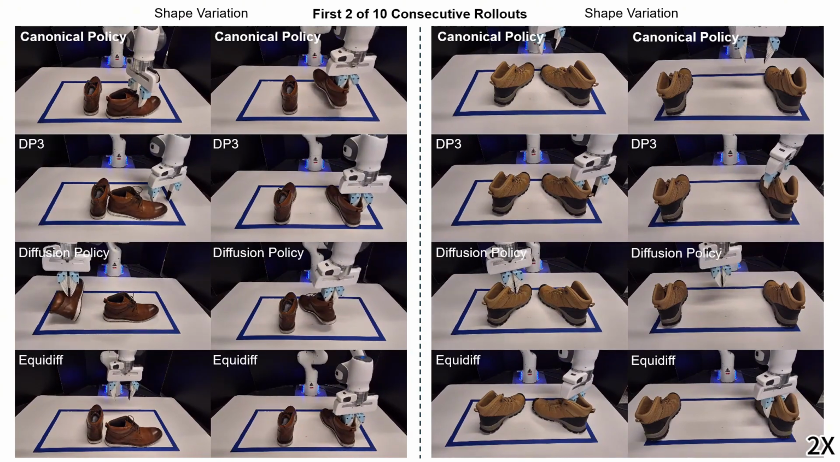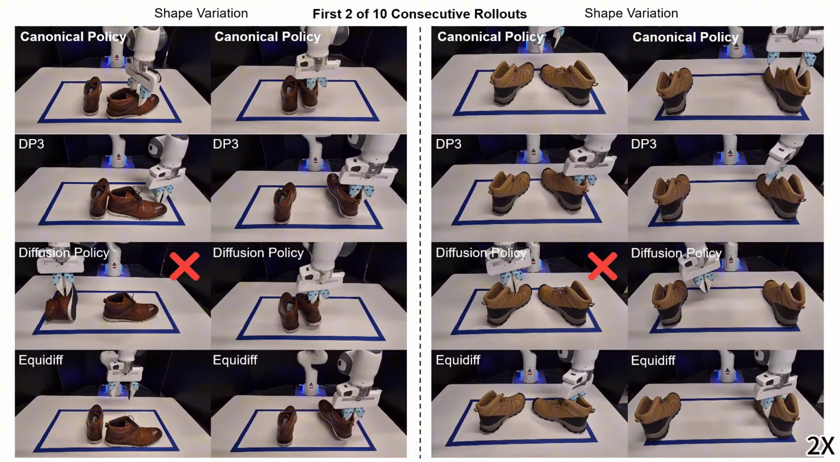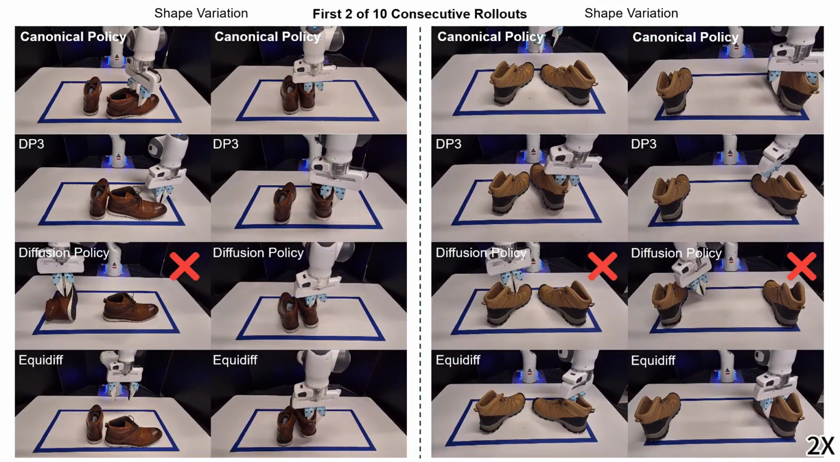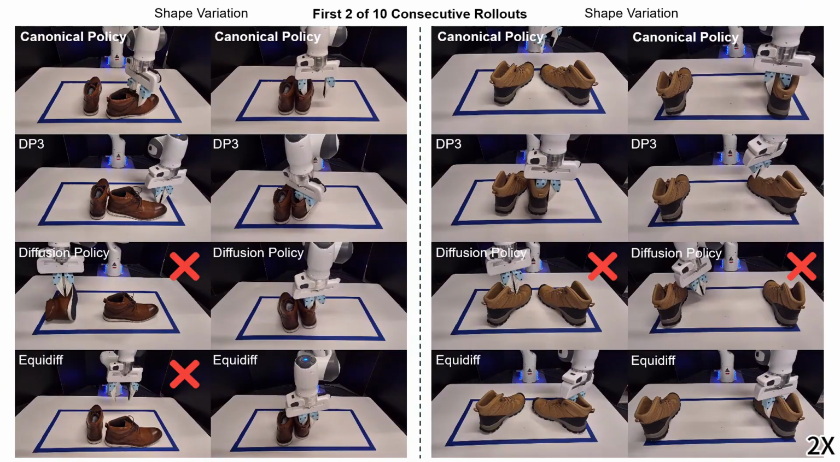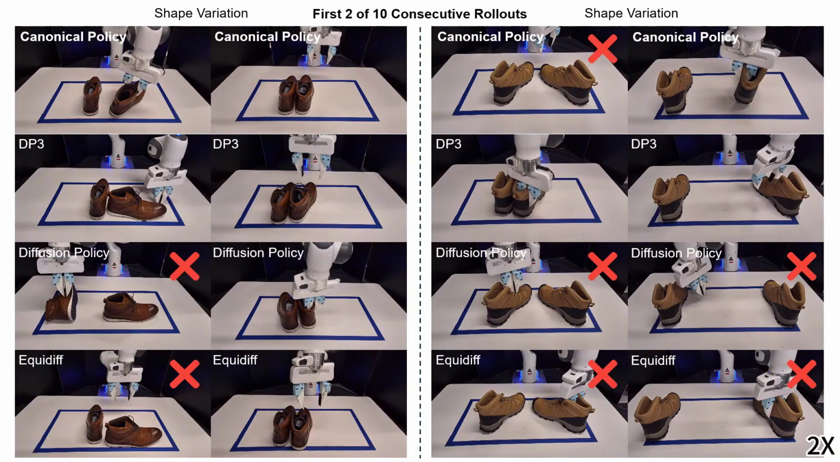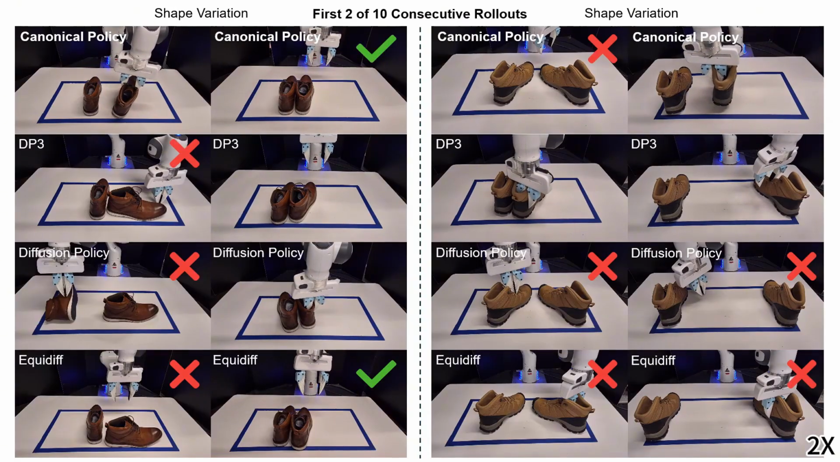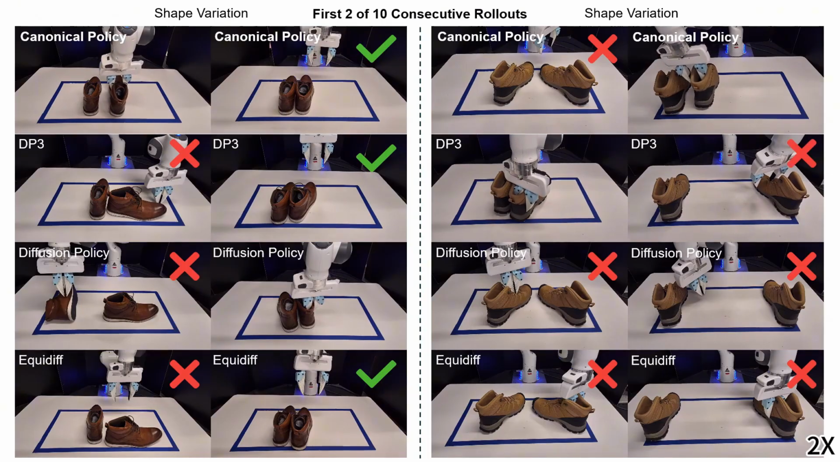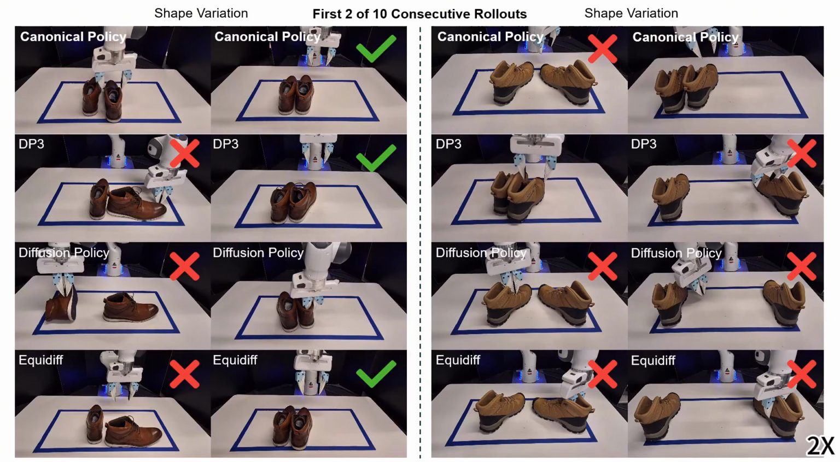By introducing unseen objects, leather shoes and hiking shoes, with both appearance and geometric shifts, we test the policy's ability to generalize. Despite these challenges, canonical policy achieves the highest alignment accuracy, demonstrating strong generalization to both shape and color shifts. For more comprehensive and quantitative comparisons of different policies across various tasks, please refer to our paper.